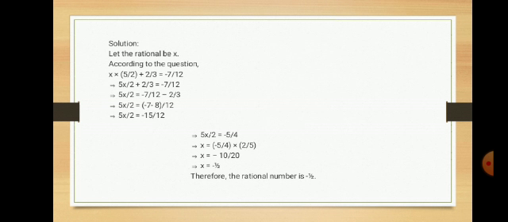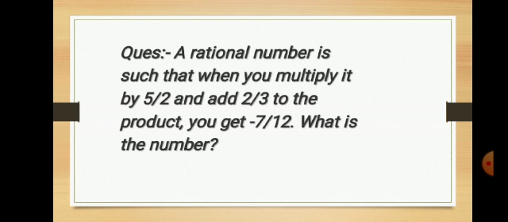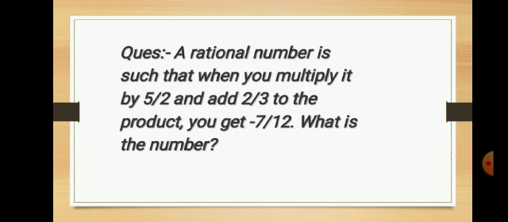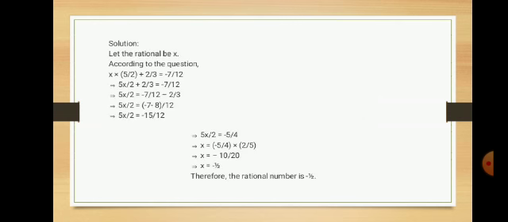So according to the question, x is multiplied by 5 by 2, and then they said add. First we have to let the rational number be x. When you multiply it by 5 by 2, we can multiply x into 5 by 2 and add 2 by 3 to the product, so we add plus 2 upon 3. Then they said you get, or equals, so in the equation we will write is equal to minus 7 upon 12. We will find the value of x in this equation, and that is the rational number.